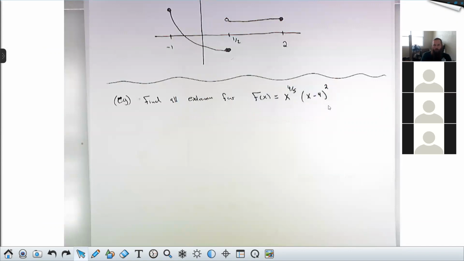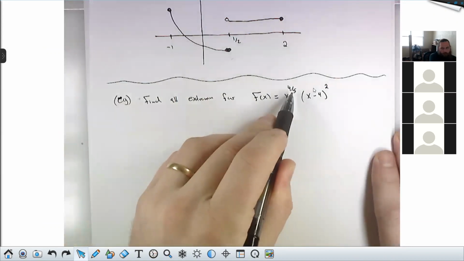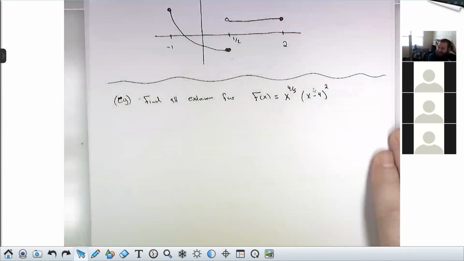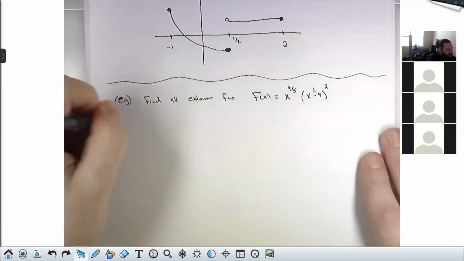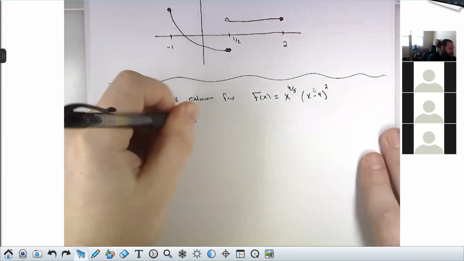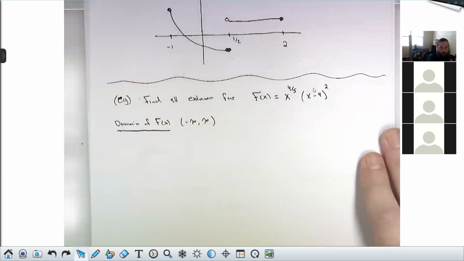It's worth noting the domain right away, because we want to be able to say whether something is or is not a critical number. Since this is a 5th root, if this was like a 4th root or a square root or an 8th root, my domain would just be the non-negative reals, because you can't take an even root of a negative number. But the domain of f here is all real numbers. So any number that makes f prime 0 or undefined is automatically a critical number.